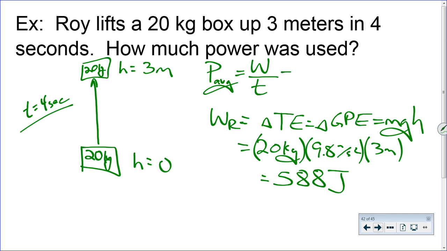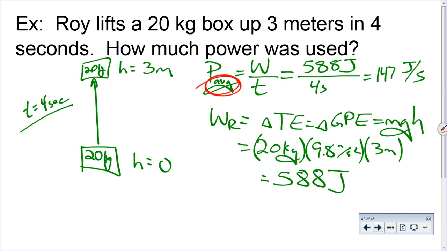So to find the power, I'm just going to take the 588 joules worth of work that Roy did to give it that GPE. Notice KE is not even an issue because it starts and ends at rest. And divide it by the time, 4 seconds. So divide this out and you get 147 joules per second. Now notice, as the symbols would imply here, it's an average. That means on average, Roy gives the box 147 joules each second. That doesn't mean literally 147 every second, it just means an average.